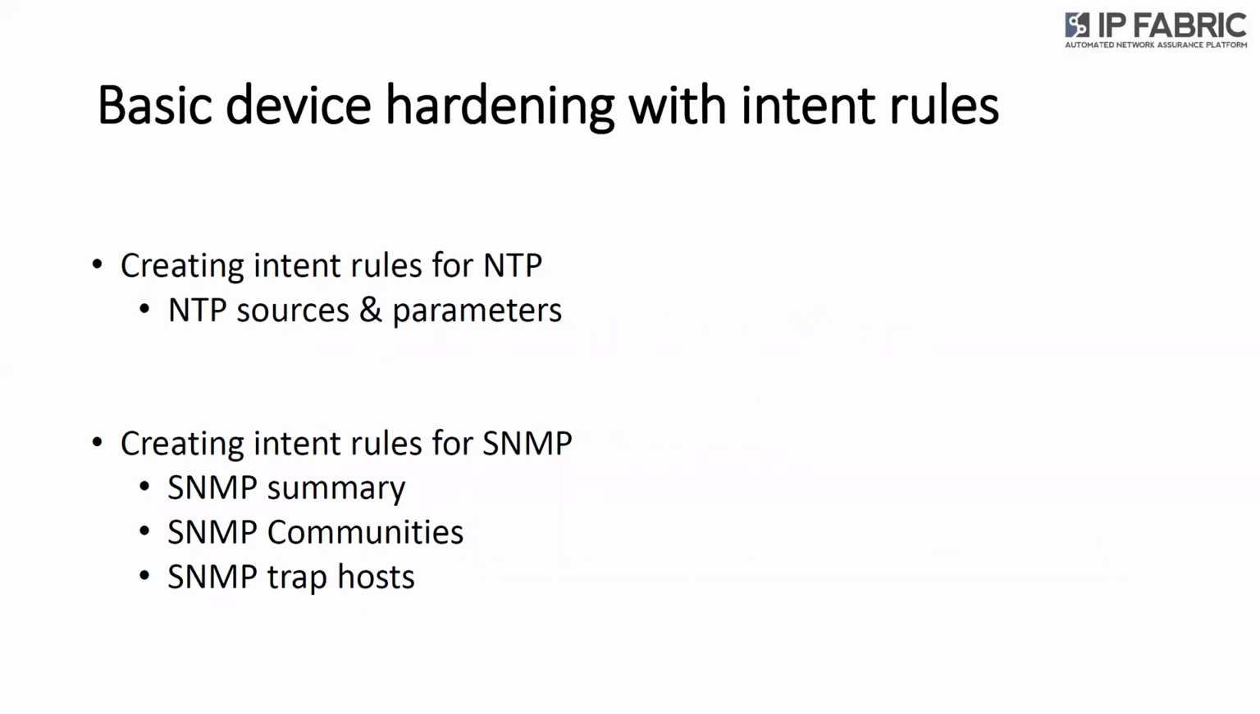We will take our devices. There will be 9 devices in total in our network topology. We will create basic intent verification rules to verify that we have correct Network Time Protocol settings and the correct SNMP settings. So we'll focus on NTP sources and the other parameters. For SNMP, we will see how we can verify the SNMP summary information, the communities that we have configured, and especially the trap host, so we know where we send the SNMP information.